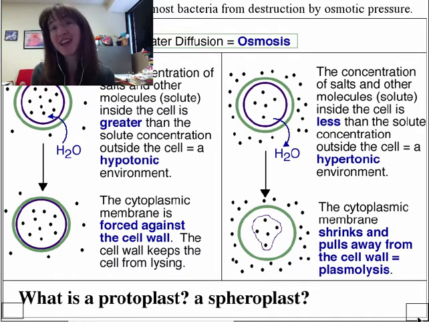This can be a really good thing, right? Because when we preserve meat using salt, that is a very effective way to kill bacteria. So salt-preserved meat, like beef jerky, can sit out on the countertop for long periods of time and it doesn't go bad. That's because the bacterial cells that might have contaminated it have undergone plasmolysis, and they've been killed by that hypertonic environment.